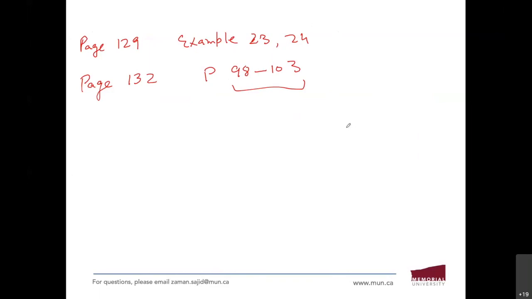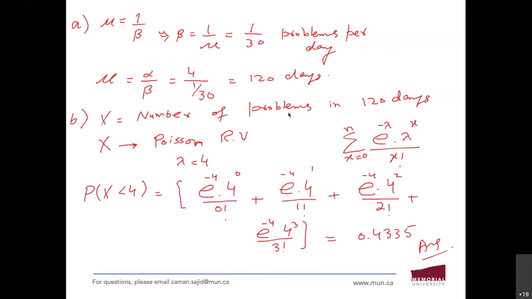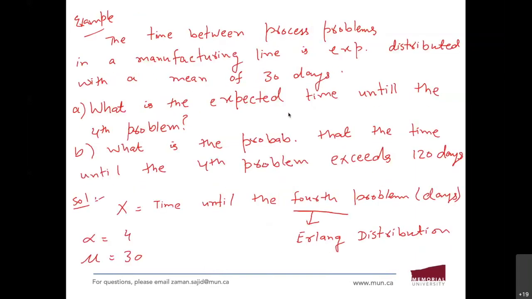Now my system is stuck. Okay, it's good. Now, if you see here, this is my Erlang distribution because my n is here as the fourth problem. Let's suppose this is not the question. If he asks you to find out at the 2.5 problems here, okay, this is no more an integer.